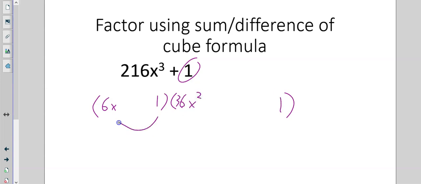Okay? This looks a little bit different. Usually we have the big number at the end. No big deal. This is still 1 times 1 times 1. Okay? So we have cube root, cube root, cube root. Square it. So that means 6x times 6x. Square it. Multiply them. Same, opposite, always positive.